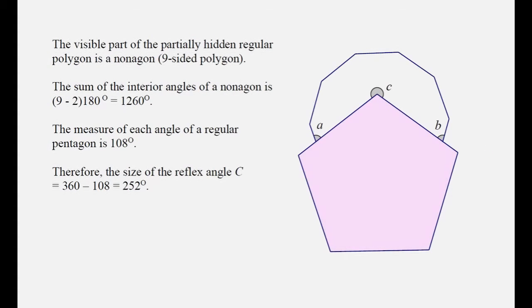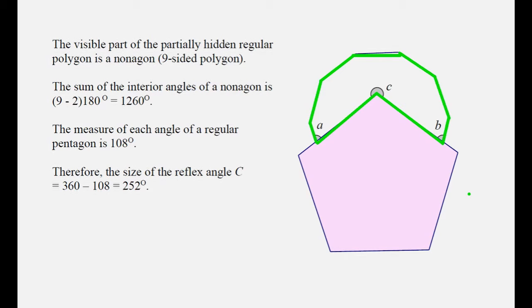The part of the polygon that we can see is also a 9-sided polygon. Let me explain what I mean. We see 7 of the sides, 1, 2, 3, 4, 5, 6, 7, plus these 2 sides. Of course, they don't belong to the original hidden polygon, but it's important to observe that this shape has 9 sides. It's a 9-sided polygon.